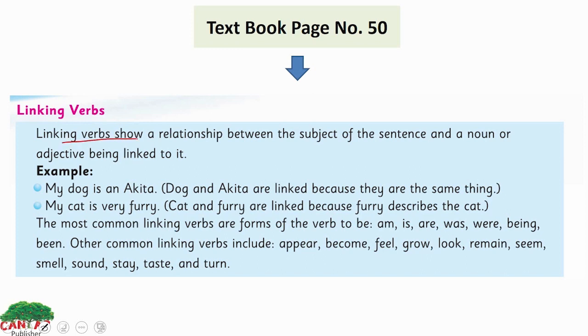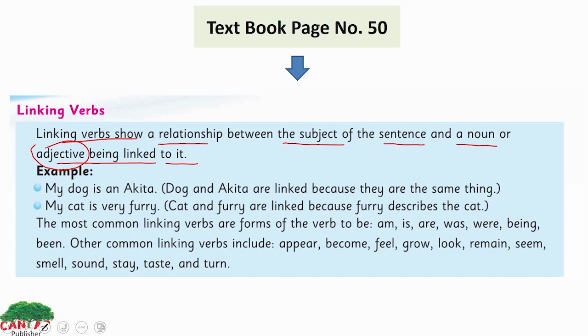Linking verbs show a relationship between the subject of the sentence and a noun or adjective being linked to it. Adjective is a part of speech that tells you more about the noun: its color, size, shape, material, everything. It can be both good and bad. So, what does a linking verb do? It shows a relationship between the subject of the sentence and a noun or adjective.